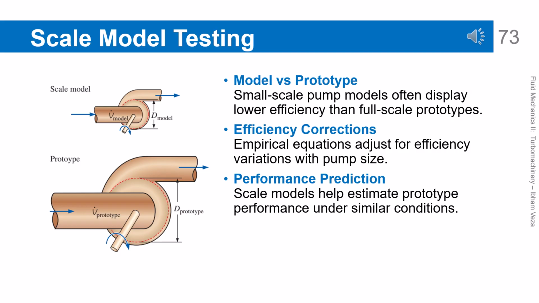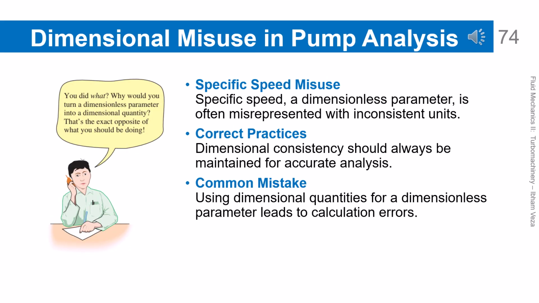This approach is standard practice in turbomachinery engineering. Dimensional misuse in pump analysis. Specific speed is actually a dimensionless parameter, but it is often misused with inconsistent units. This mistake can lead to wrong interpretations in pump selection and comparison.